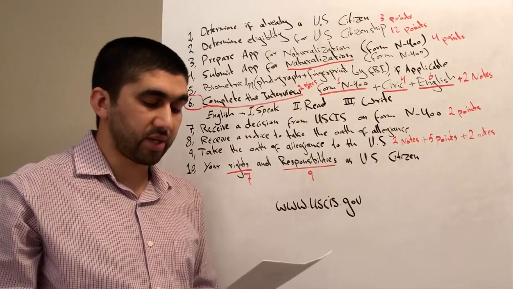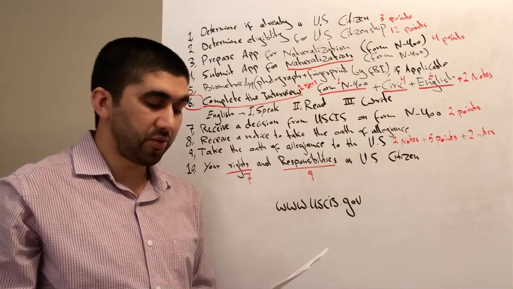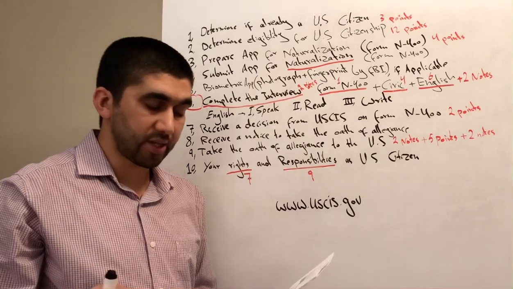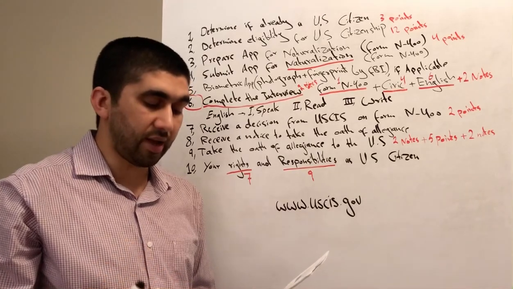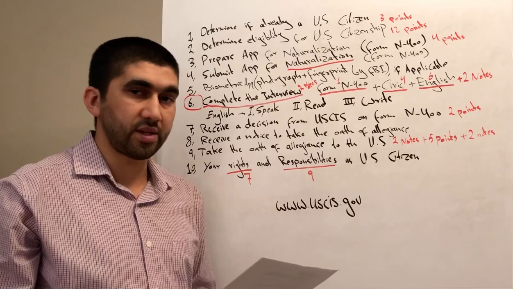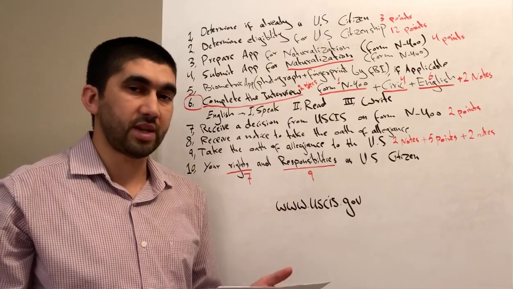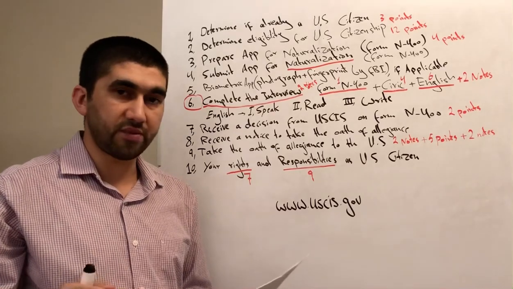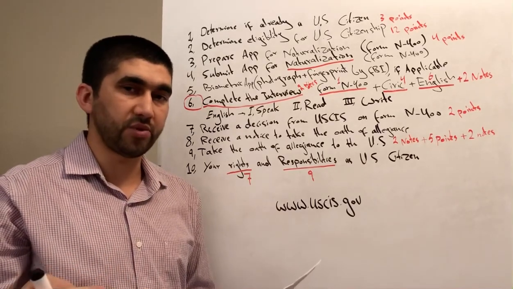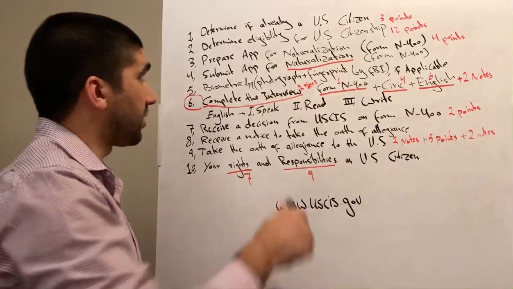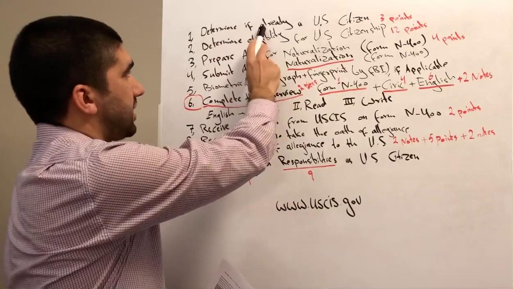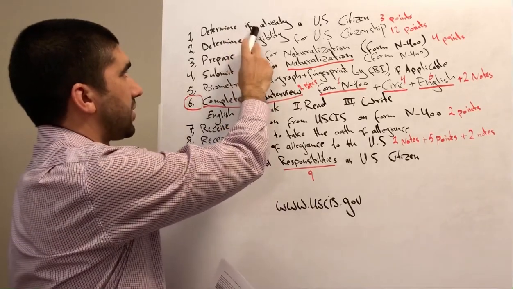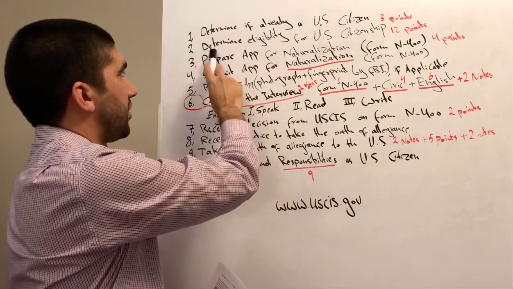Then the third point is if your biological or adoptive parent or parents became a US citizen before you reached the age of 18, then again you need the form N-600 or N-600K for a citizenship certificate. That simply means you fill out that form and submit it, and then you will receive a citizenship certificate, which means you are a citizen of the United States. So if you are already a US citizen, you don't have to go through the remaining 9 steps. But if you are not, then you have to come to number 2.